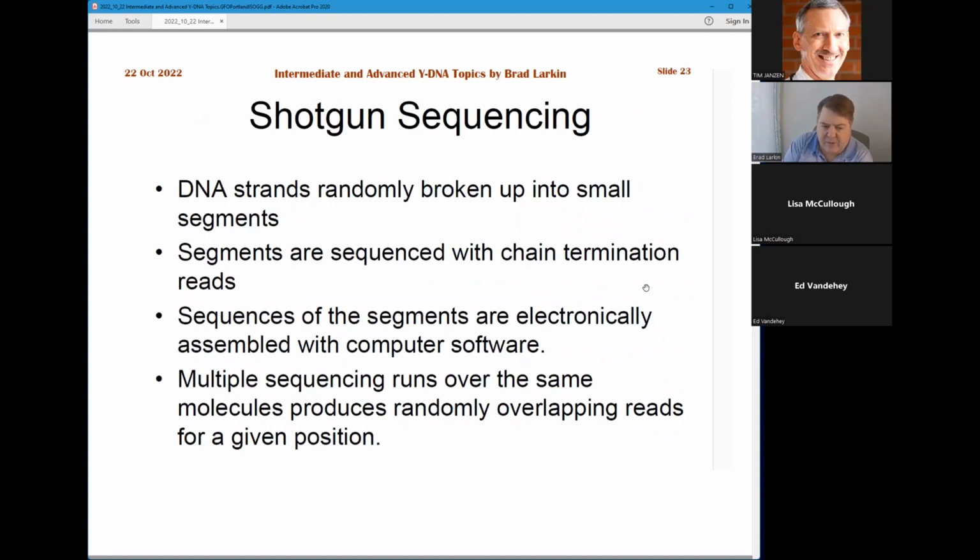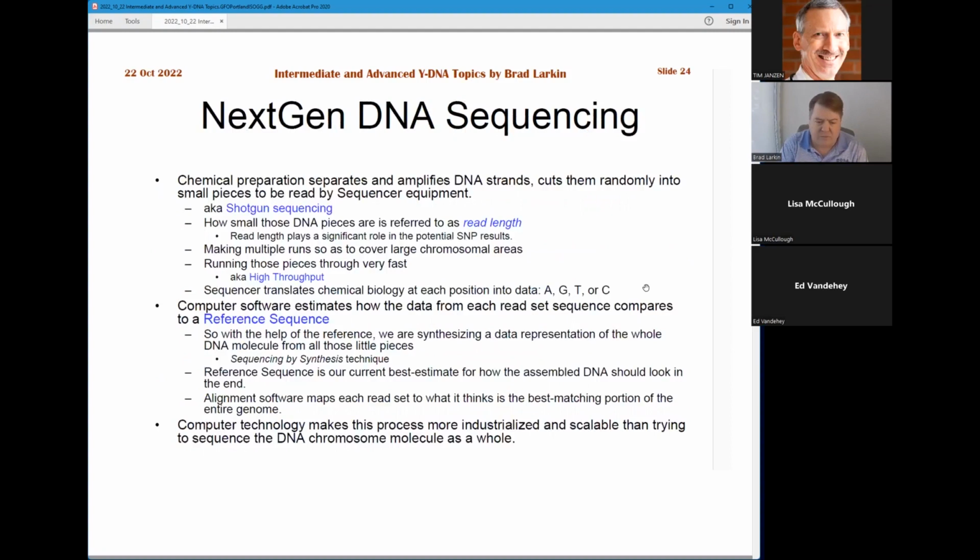As I said, the DNA strands are randomly broken down into small segments, sequenced with chain termination reads, electronically assembled with computer software, and multiple sequences are run over the same molecule to produce randomly overlapping reads for a given position. So basically the way this works is that they can build a machine to read these small pieces quickly, and then the computers have evolved to be fast enough to reassemble it.